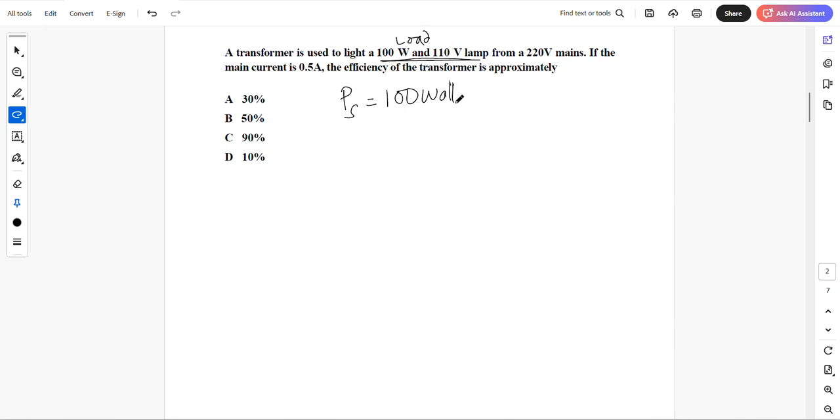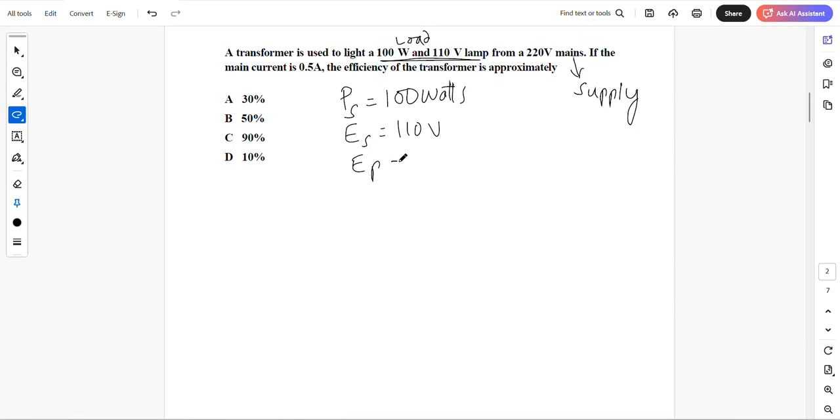And what about this one? How much is ES they have given? ES is equal to 110 volts. From a mains, and mains is nothing but supply. That is connected to the primary winding of the transformer. What is given?